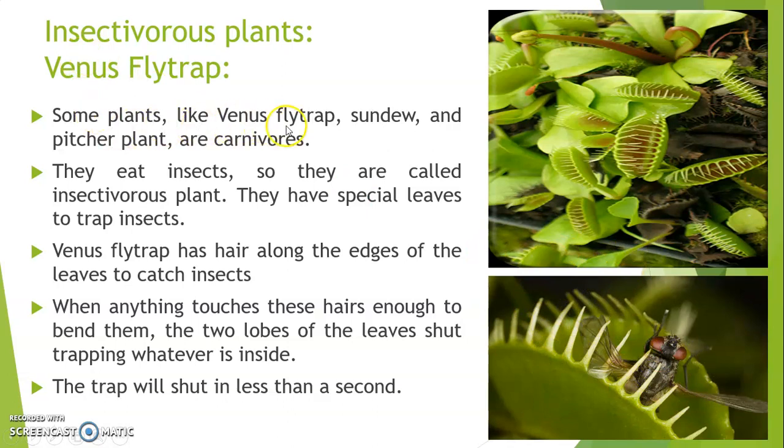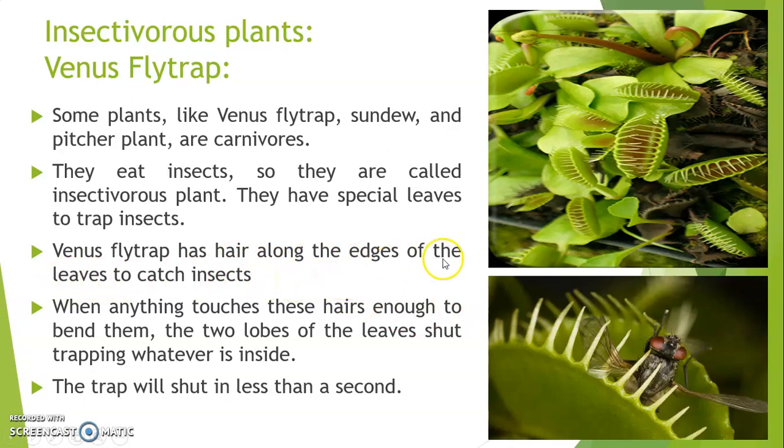Some plants like Venus flytrap, sundew, and the pitcher plant are carnivorous plants. They eat insects, so they are called insectivorous plants. They have special leaves to trap the insects. Like this Venus flytrap has long hairs along the edges of the leaves to catch the insects.